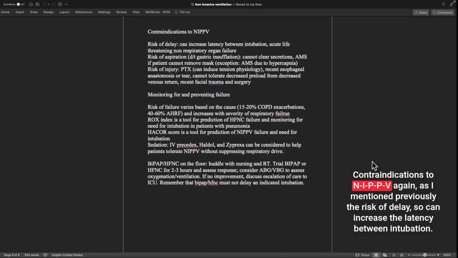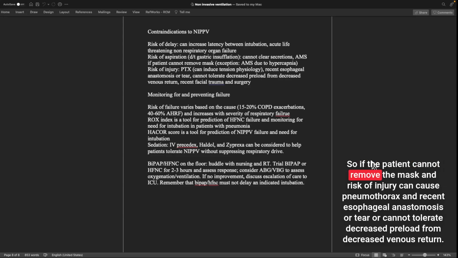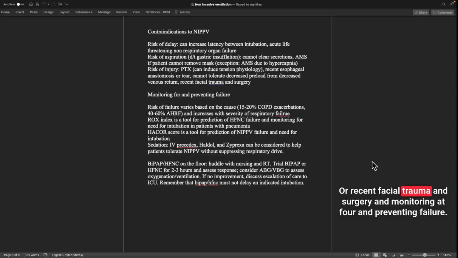Contraindications to NIPPV, again, as I mentioned previously, is the risk of delay. So it can increase the latency to intubation. So make sure if they're clinically indicated, you go straight to intubation. And risk of aspiration due to gastric insufflation, and they cannot clear the secretions. If the patient has altered mental status, so if the patient cannot remove the mask, there's risk of injury. It can cause pneumothorax. Also recent esophageal anastomosis or tear, or if they cannot tolerate decreased preload from decreased venous return, or recent facial trauma and surgery. And monitoring for and preventing failure.